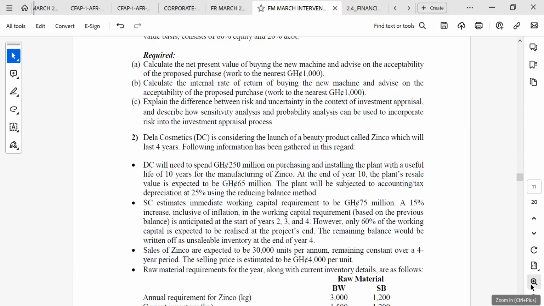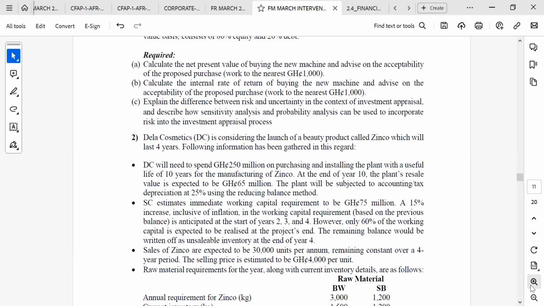Okay. At the end of year 10, the plant's resale value is expected to be 65 million. The plant will be subjected to accounting or tax depreciation at 25% using the reducing balance method.